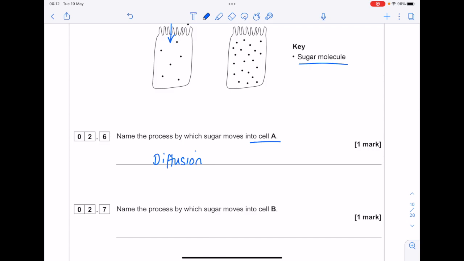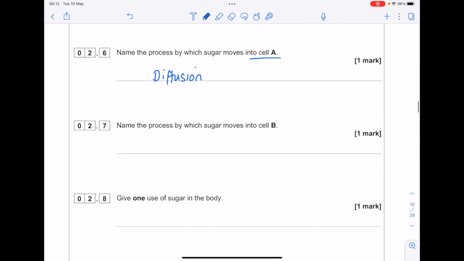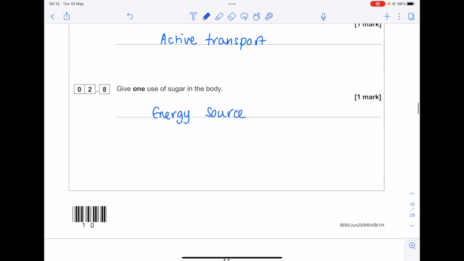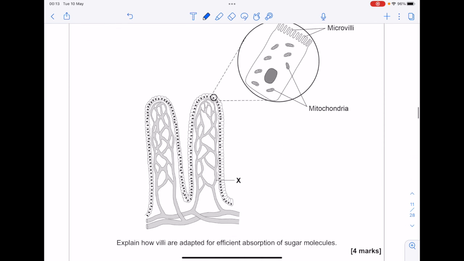Name the process by which sugar moves into cell B. This time we're looking at an area of low concentration moving to an area of high concentration. Remember, this requires energy. It's active transport. Give one use of sugar in the body. The easiest answer here is as an energy source. You could have also said it's used in respiration or to form glycogen. I prefer energy source.